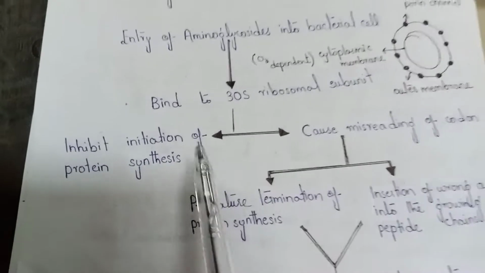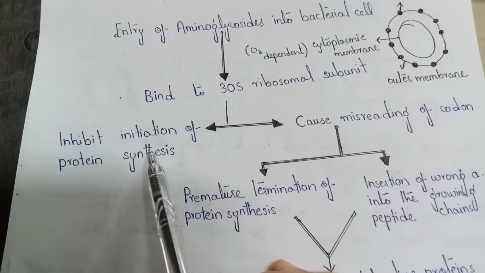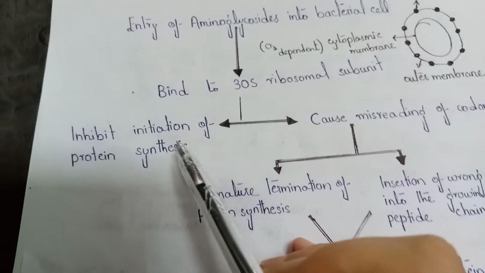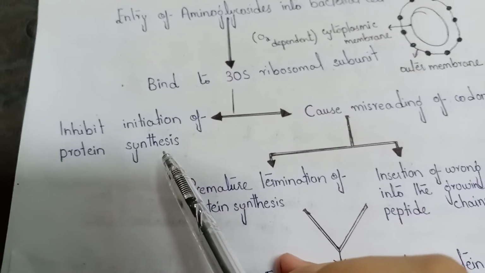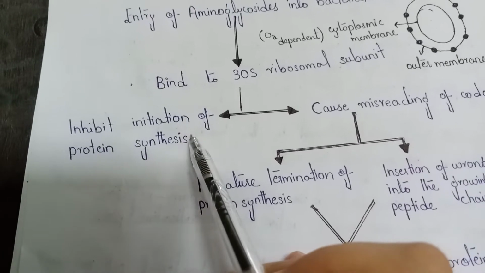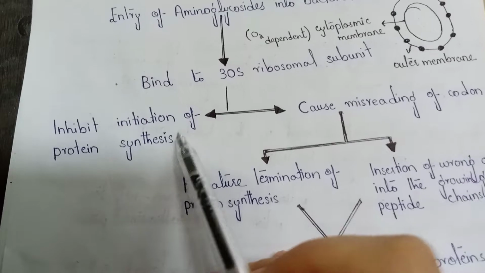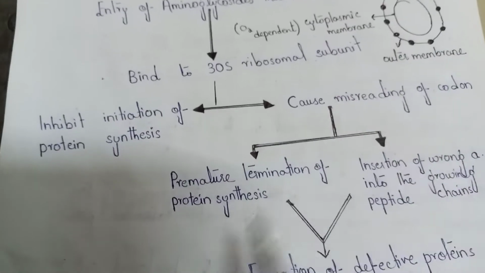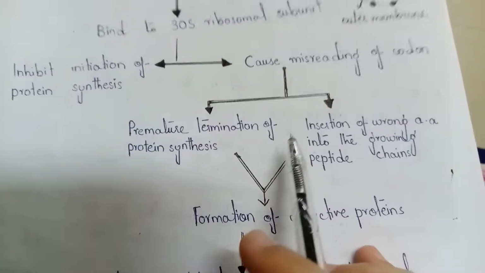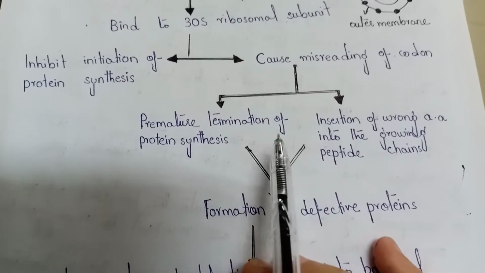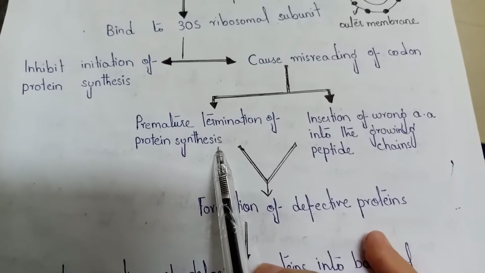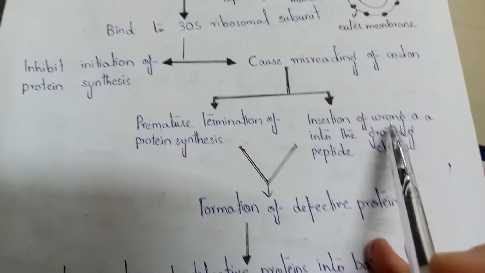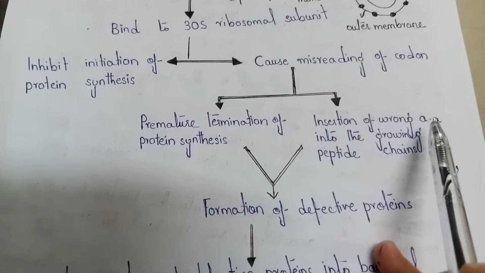Okay, so once they bind to the 30S ribosomal subunit, they cause two functions. First, they inhibit the initiation of protein synthesis. In initiation, formation of the initiation complex is the first step of the process. The other function is that they cause misreading of codon. When they cause misreading of codon, what happens? There is premature termination of protein synthesis, and there is insertion of the wrong amino acid into the growing peptide chain.